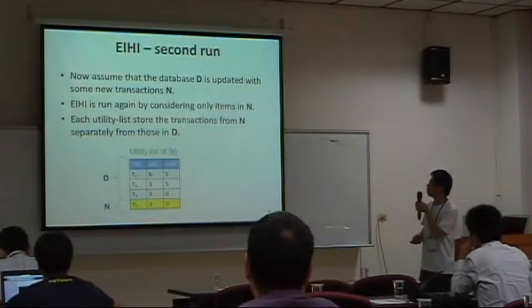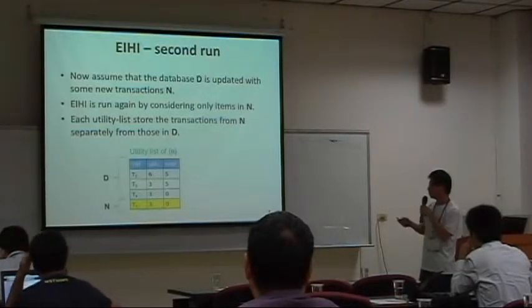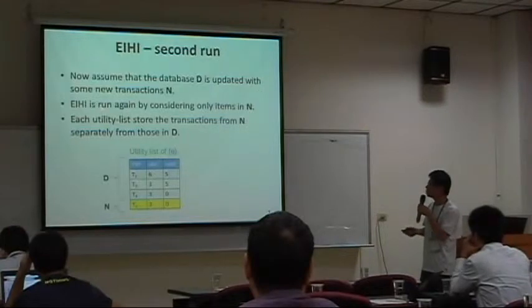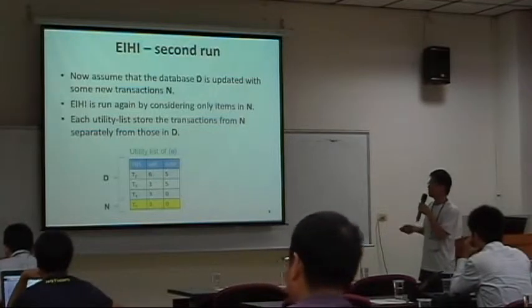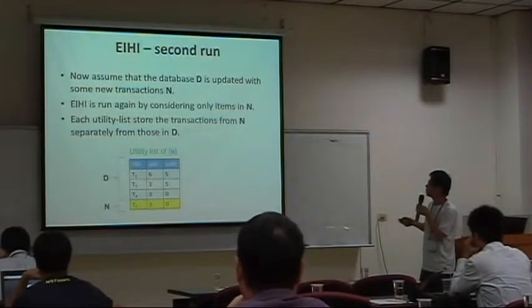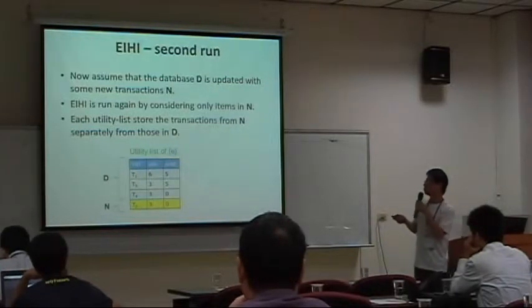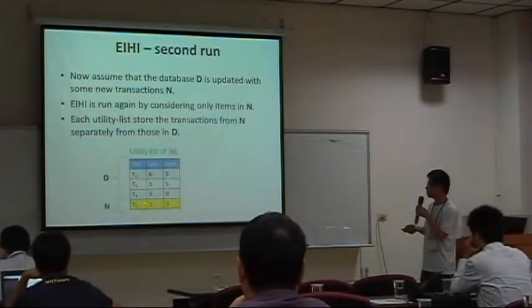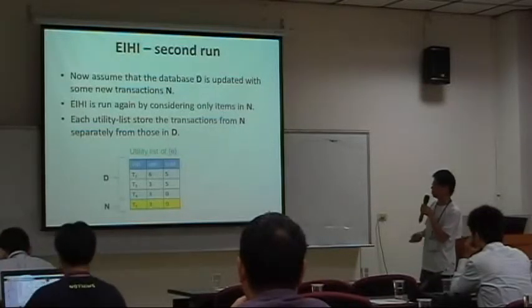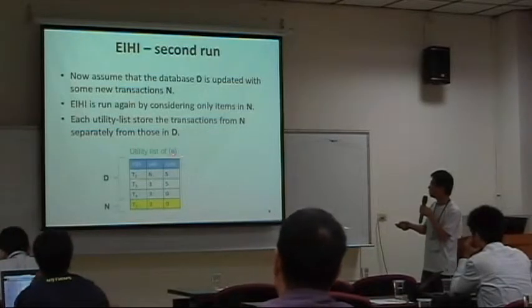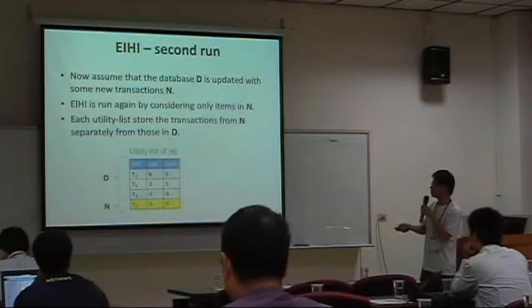And the second phase of this algorithm is when some new transactions are inserted in the original database. This algorithm will run again by scanning the old items in the new transactions, and each utility is stored in the transaction and kept separate from those in D. It means that if some itemsets are in the original database but not in the new transactions, this algorithm will not process them. Such as the transaction flag, whose utility value is 3 and remaining utility value is 0. So the updated utility list of item E will look like this.